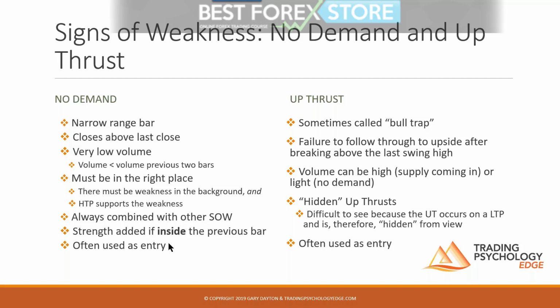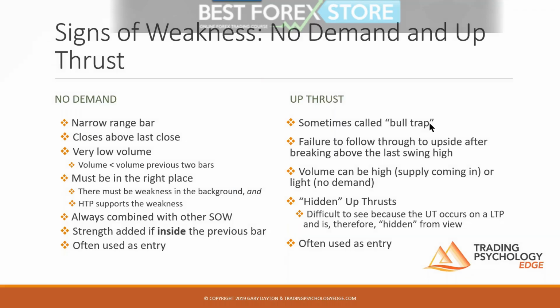Strength is added if the narrow range bar, the no demand bar, is an inside bar, inside the previous bar. That's really important. So in other words, you get a bar like this that closes here, and now your no demand is an up bar, but it's inside the high and the low of the prior bar. This is what we call an inside bar, okay? And so we often use this as an entry.